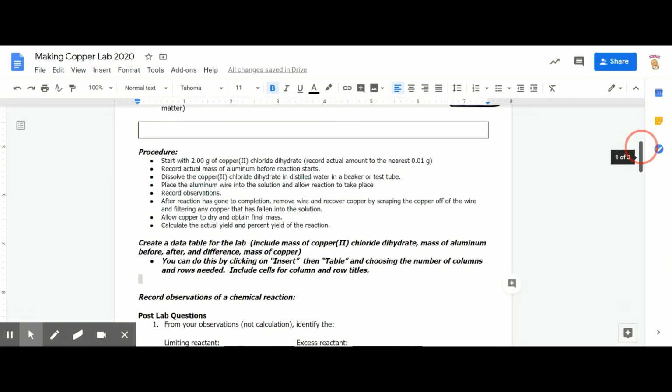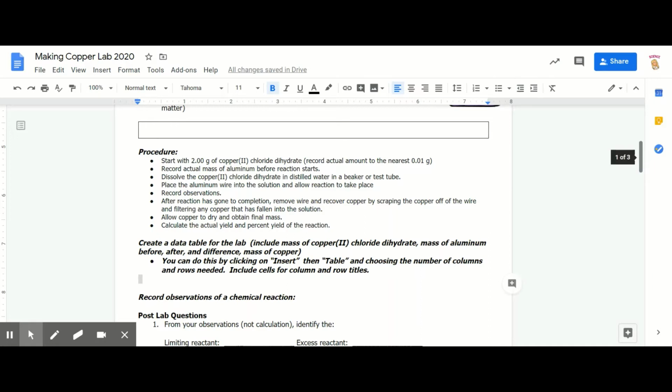So for the procedure today, you will see me massing out the copper 2 chloride dihydrate. It's not exactly 2 grams, so make sure that you record the exact mass that I started with. I will also record the actual mass of a piece of aluminum wire. Then I will have you go ahead and do some calculations to predict which is going to be the limiting reactant and which one is going to be the excess reactant.